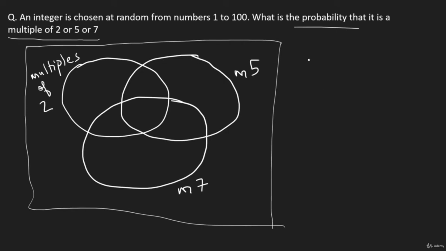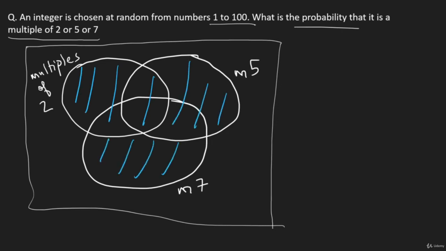Now, let this rectangle over here represent the universe of events that can occur, which is any number from 1 to 100 can be picked out, right? So there are 100 possibilities. Now, the possibilities where we get a multiple of 2 or 5 or 7 is this shaded region, right? And the probability that we have to find is favorable events divided by total events, that's equal to the shaded region divided by 100.